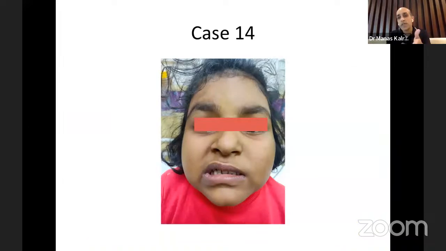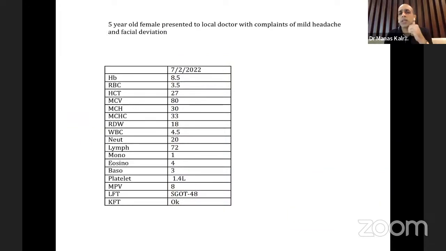Now, this girl who has facial palsy, this is a real case. Somebody has treated her with steroids for Bell's palsy. But you see the CBC: a 5-year-old girl, treated as Bell's palsy, had mild headache, had facial deviation. But if somebody had paid attention to this child's CBC, you would see that there is neutropenia. There is only 20% neutrophil.